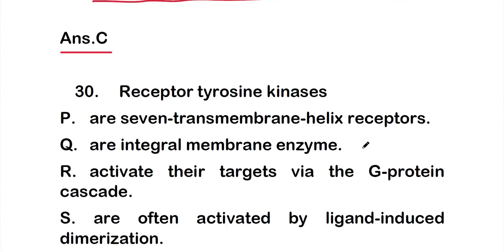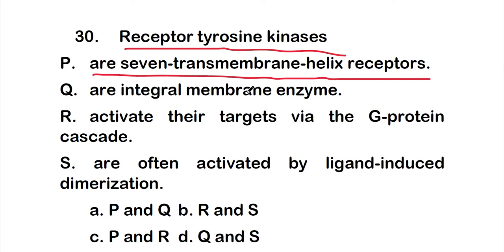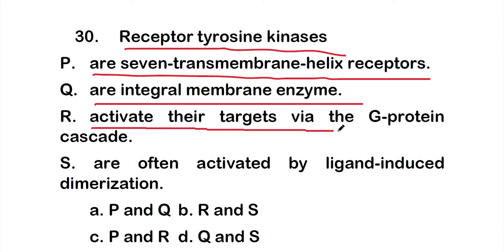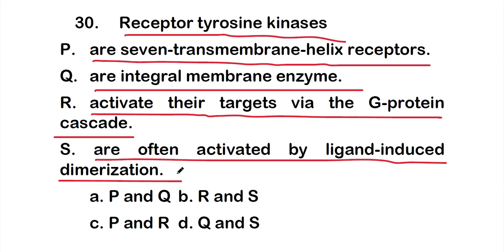Okay, next question we will see. Receptor tyrosine kinase: statement P is, these receptor tyrosine kinases are 7 transmembrane helix receptors. Statement Q is they are integral membrane enzymes. Statement R is they activate their targets via the G protein cascade. Statement S is they are often activated by ligand induced dimerization. So which combination of these statements is the correct one?